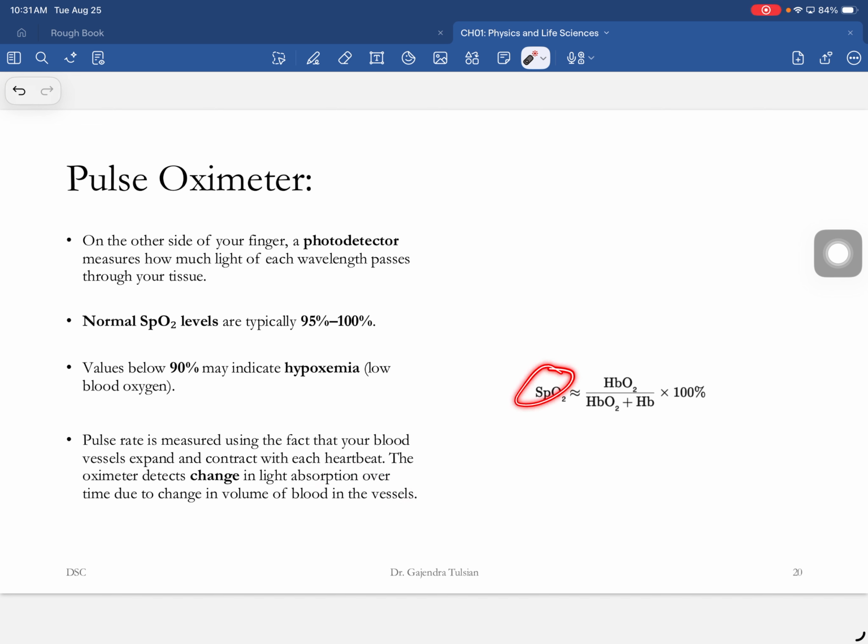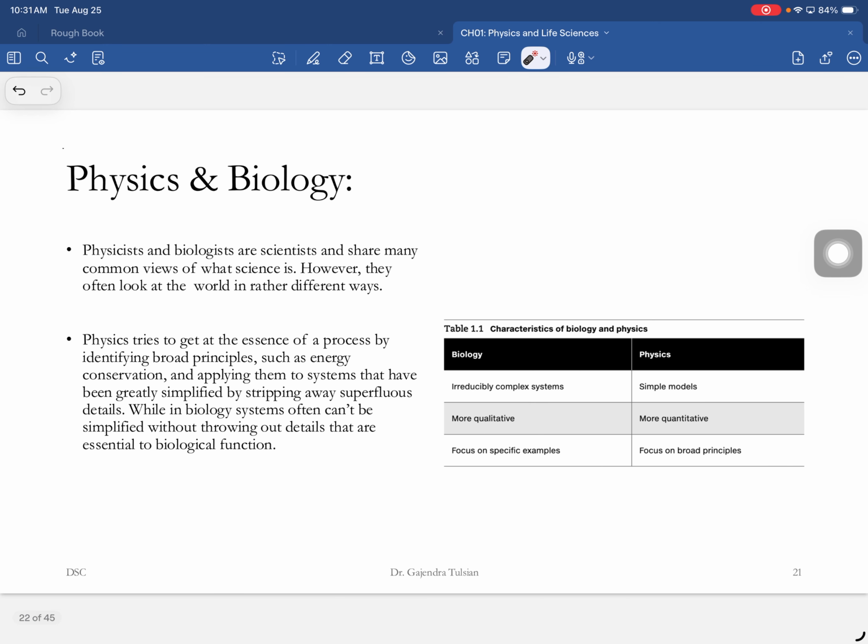Okay, so here's how you define this. This is oxygenated hemoglobin, this is the total hemoglobin, and this is unoxygenated hemoglobin. So if your SpO2 level is 95%, that means 95% of the hemoglobin are carrying oxygen molecules.